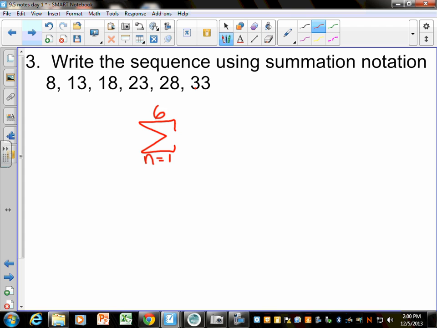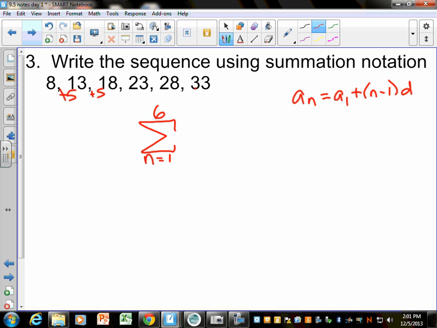Now the other part is the formula. We did this yesterday. When they want you to write this, they just want you to write the explicit formula. So looking at this, what are we doing to go from 8 to 13 to 18 to 23 to 28 to 33? So is that an arithmetic sequence or a geometric sequence? Arithmetic. You have a formula, the explicit formula for an arithmetic sequence, which is a sub n equals a sub 1 plus n minus 1 times your common difference. You don't got to memorize that. You just got to know arithmetic.